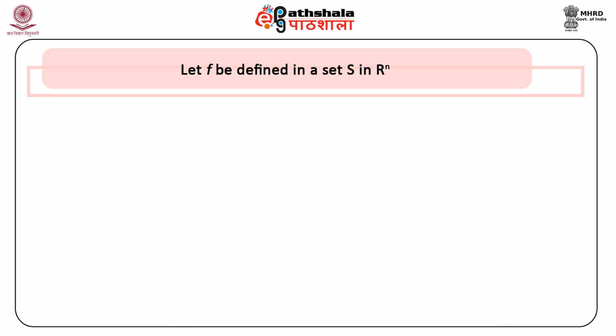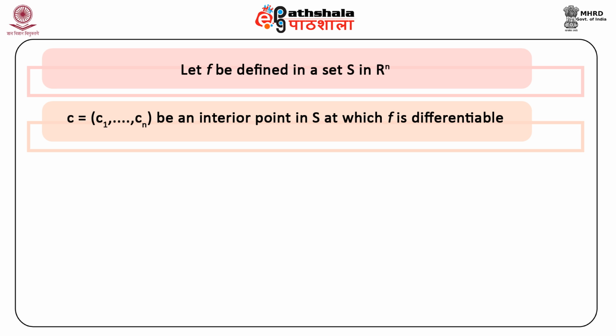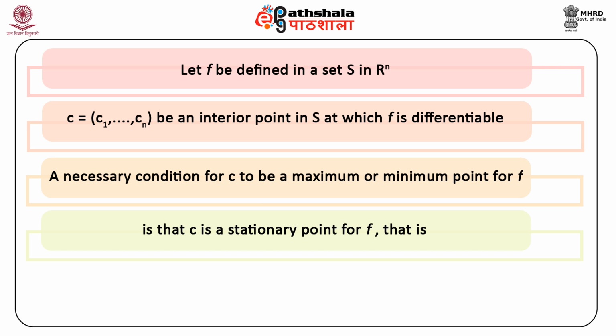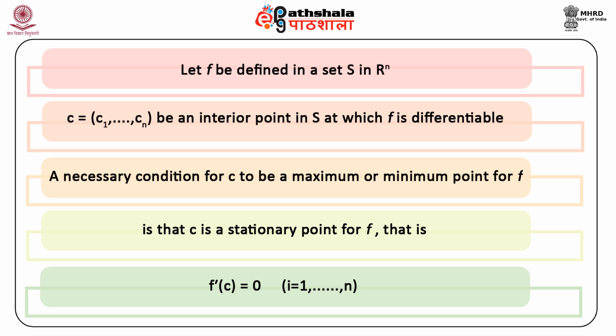Theorem: let f be defined in a set S in R^n space and let c equal to c1 till cn be an interior point in S at which f is differentiable. A necessary condition for c to be a maximum or minimum point for f is that c is a stationary point for f, that is f prime i of c is equal to 0 for i going from 1 till n.